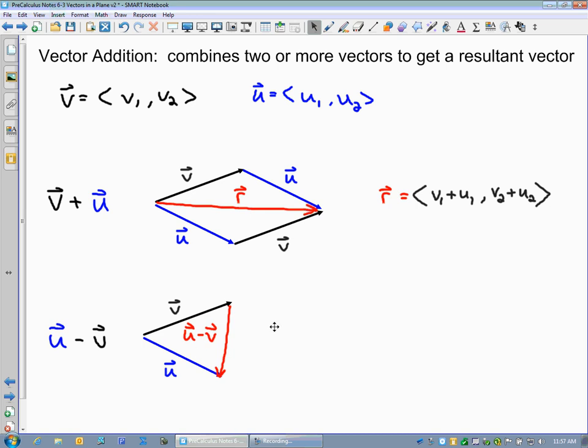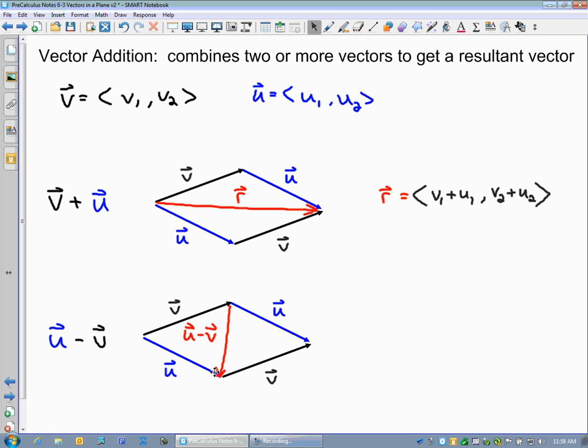Now notice if we copy those two vectors to make our parallelogram just like we did before, we still recognize the parallelogram rule. It's just that the other diagonal is what gives you the difference. If it's going down, it's u minus v. If it's going up, it's v minus u. And this diagonal was v plus u, or u plus v. Either way, it's the same one.